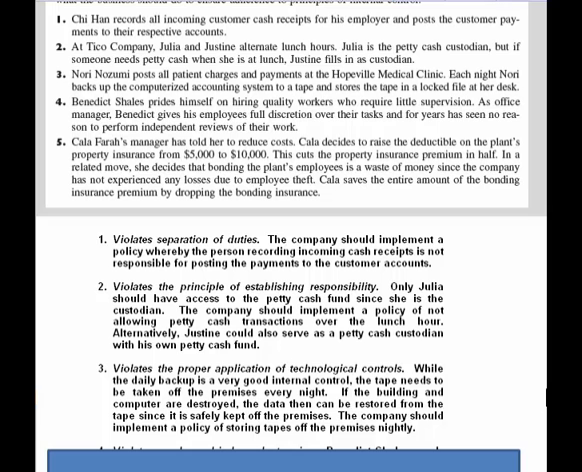And here, our textbook points out that the violation is one of proper application of technological controls. Daily backup itself is a good internal control, but the tape should be taken off the premises every night. If the building and computer are destroyed, the data can then be restored from the tape since it's safely kept off the premises. The company should implement a policy of storing tapes off the premises nightly.